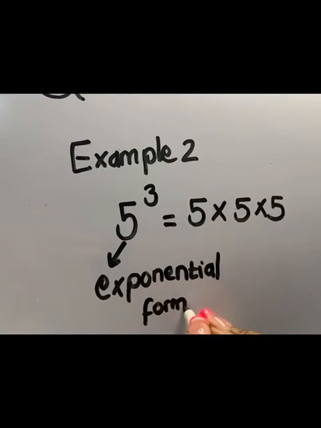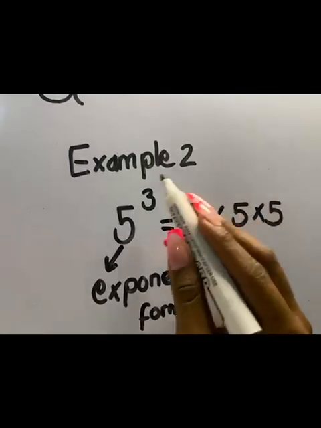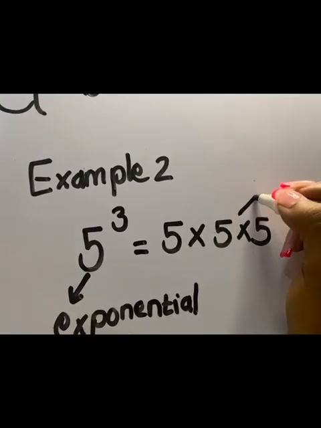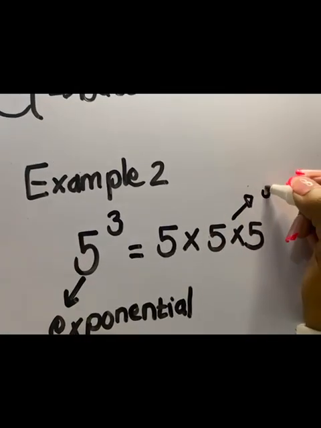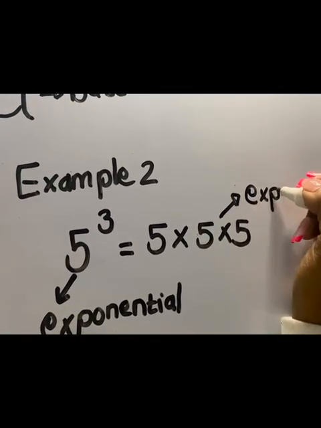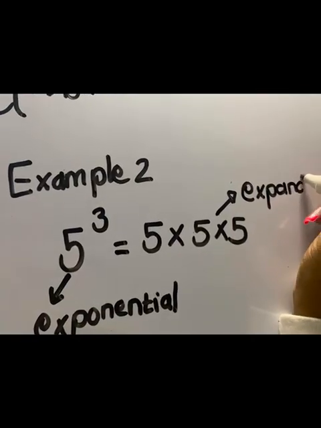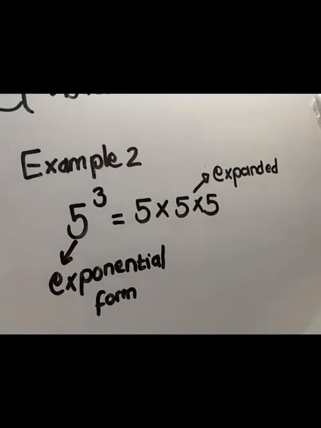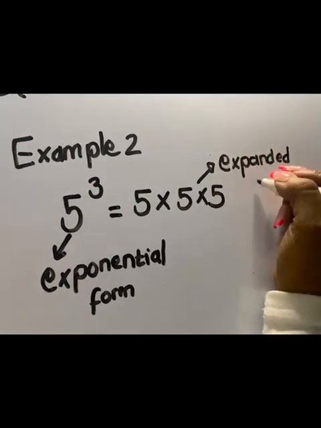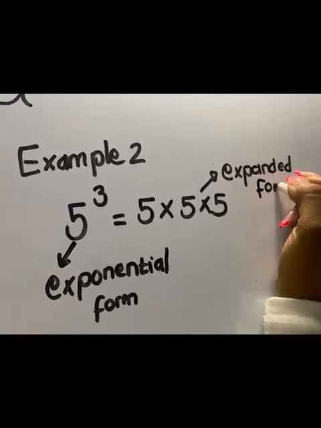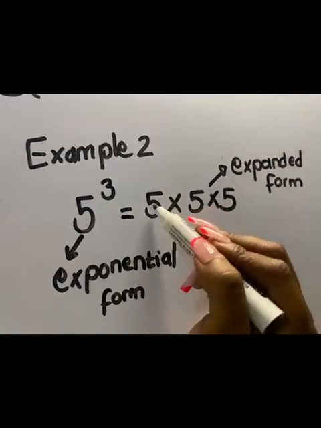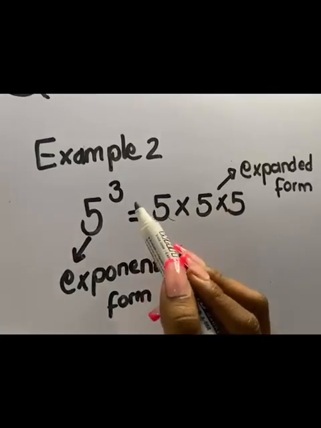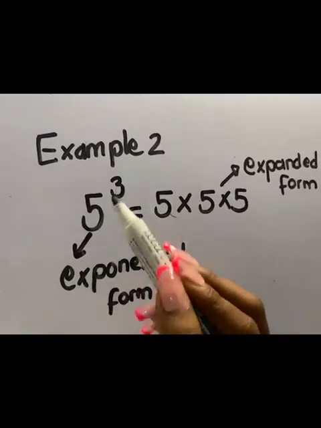So they can give you something like this and they would want you to write it in exponential form. Now this is called the expanded form or expanded notation. So it is expanded. Now we're trying to take something small and break it down. So this is expanded form and this is exponential form. You must be able to write it in expanded form and you must also be able to write this in exponential form.